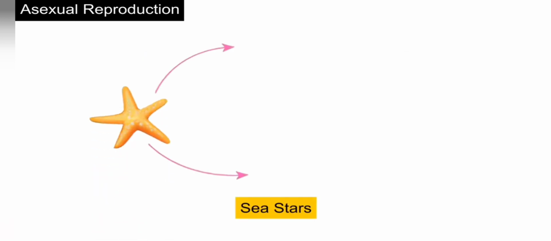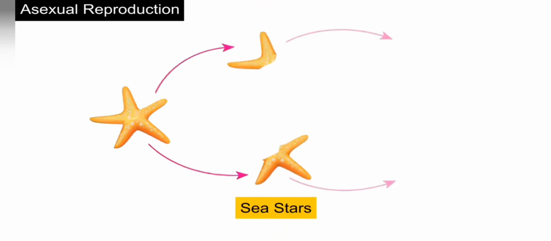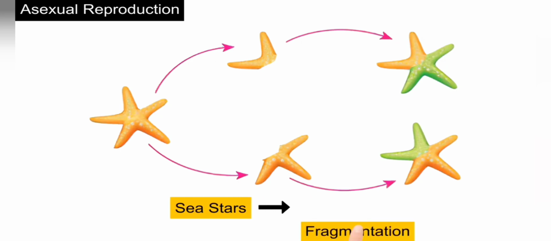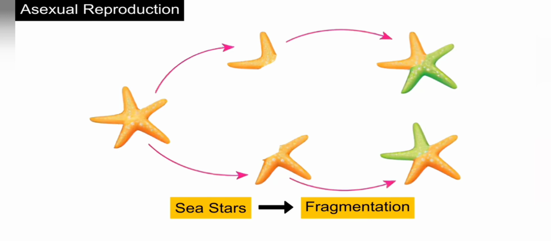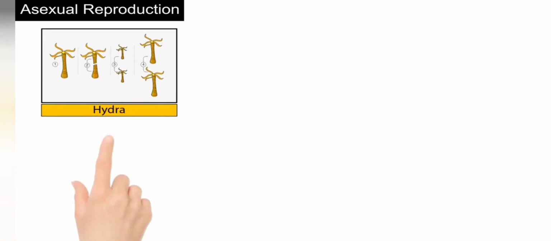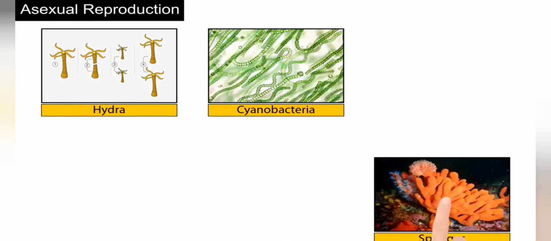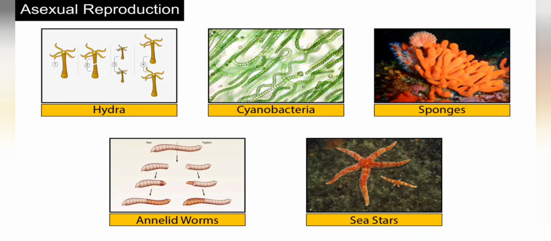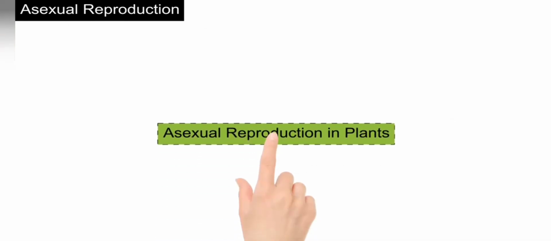Apart from these, in some organisms, the body breaks into distinct segments or fragments, and each fragment grows into an adult capable of producing a new offspring. This mode of asexual reproduction is known as fragmentation, and it is commonly found in hydra, cyanobacteria, sponges, some annelid worms, sea stars, etc. Now let us discuss asexual reproduction in plants.